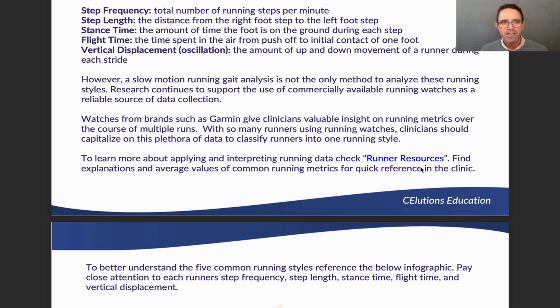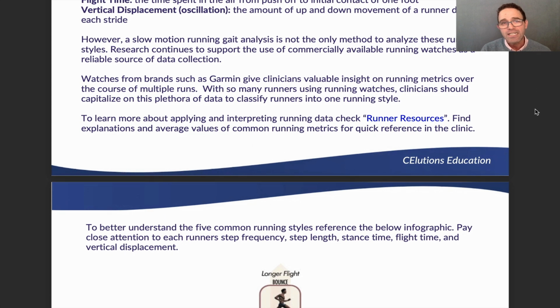So how do we analyze this? And it kind of sounds daunting. How do we take all these measurements? Don't worry, I have some good new research for you in a way to be able to do this efficiently. So a slow motion running gait analysis is not the only method to be able to analyze these running styles. And the interesting thing is that research continues to support the use of commercially available products like running watches, and these are really some reliable ways we can collect data.